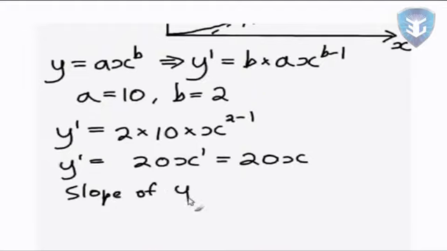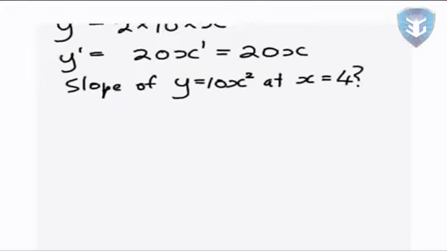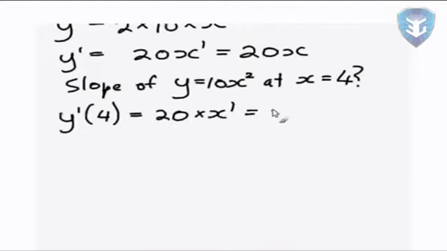Now, say we wanted to find the slope of that graph we've just plotted at a certain point, say at x equals 4. Well, we can use this derivative we've just worked out and sub in 4 instead of x. So the derivative of our function at 4, which is what I've done with the brackets there, is 20 times x to the power 1, which equals 20 times our value of x.